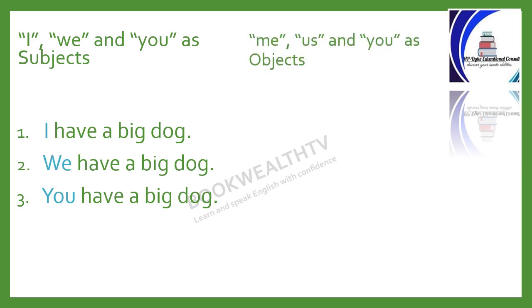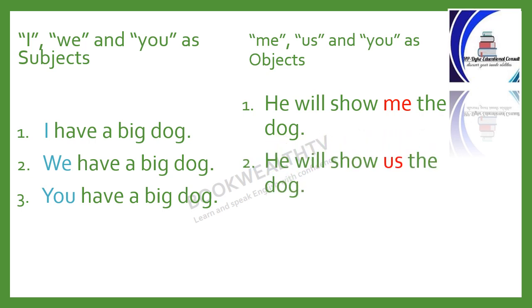Then we have me, us, and you as objects. He will show me the dog. He will show us the dog. He will show you the dog. Now, the pronouns in red are objects of the verb will show. You've now seen that apart from you, pronouns have different forms for subjects and objects. This knowledge will help us understand you and I or you and me better.